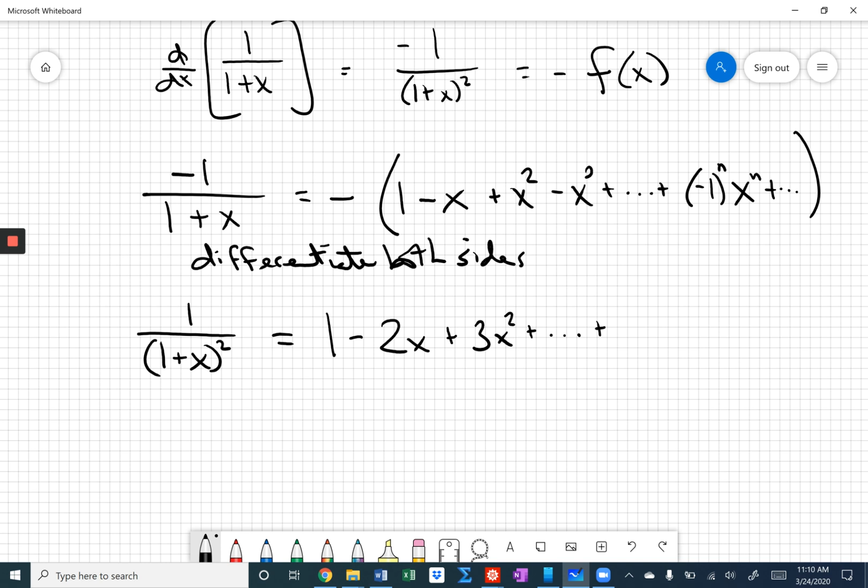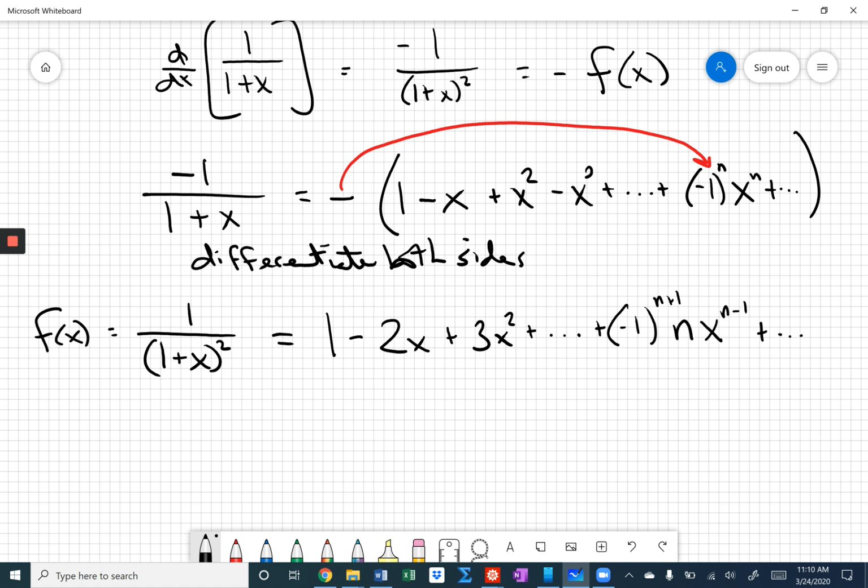And then if I imagine this negative being multiplied in here, then this exponent would be n plus 1. Okay, so this is going to be negative 1 to the n plus 1 times n, x to the n minus 1, plus dot dot dot. And there is our power series representation for f.